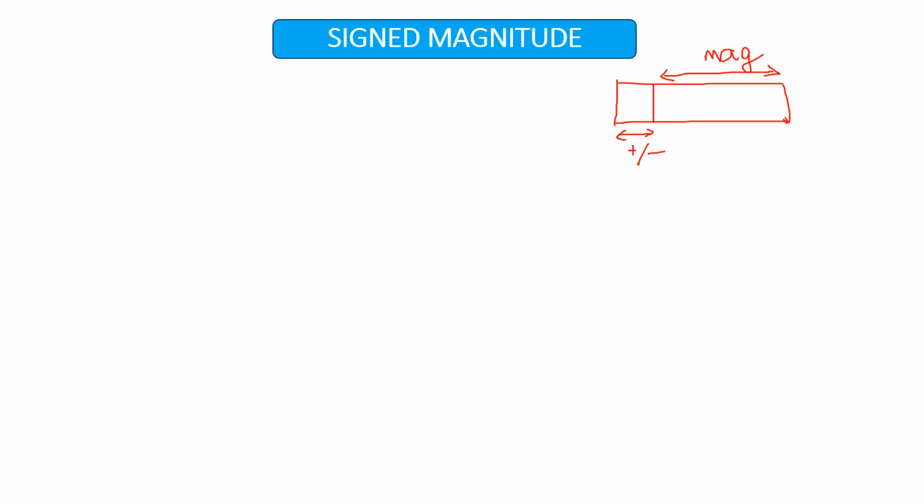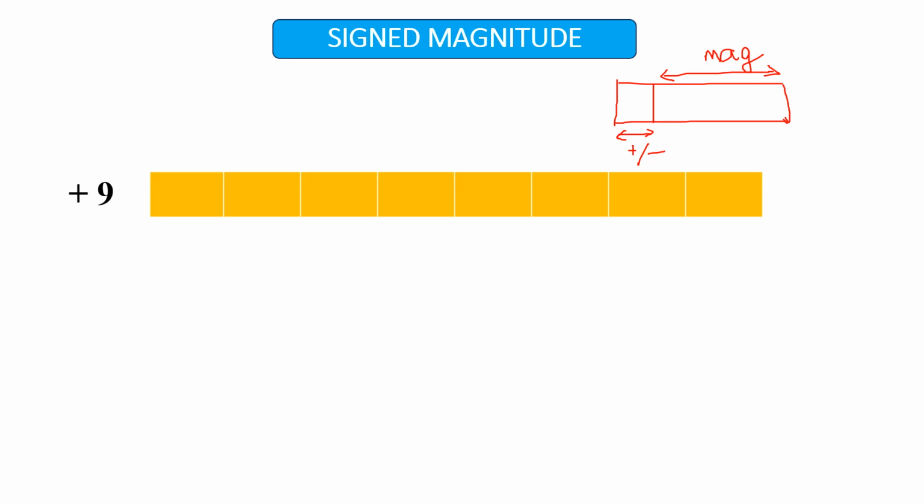So let's see an example. If you want to represent plus 9 in a binary form, you are going to represent plus 9 in an 8-bit form. So this part will represent the magnitude and this part will represent the sign. So this is for the magnitude and this is for the sign.